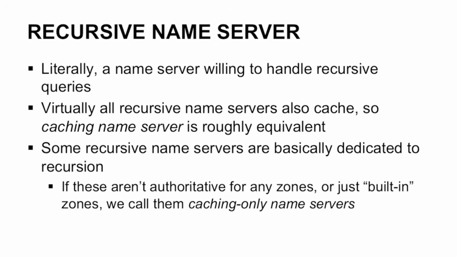A recursive name server, on the other hand, is one that is willing to handle recursive queries. It'll do all the work necessary to find the answer, as we saw in the section on recursion. But virtually all recursive name servers also cache their responses, both referrals and answers, that they receive from other name servers. So they're sometimes called caching name servers too. The two terms are basically interchangeable. Some recursive name servers are basically dedicated to the task of performing recursion. They're not authoritative for any zones, or just a handful of built-in zones like the one that maps the loopback address to localhost. These are often called caching-only name servers.